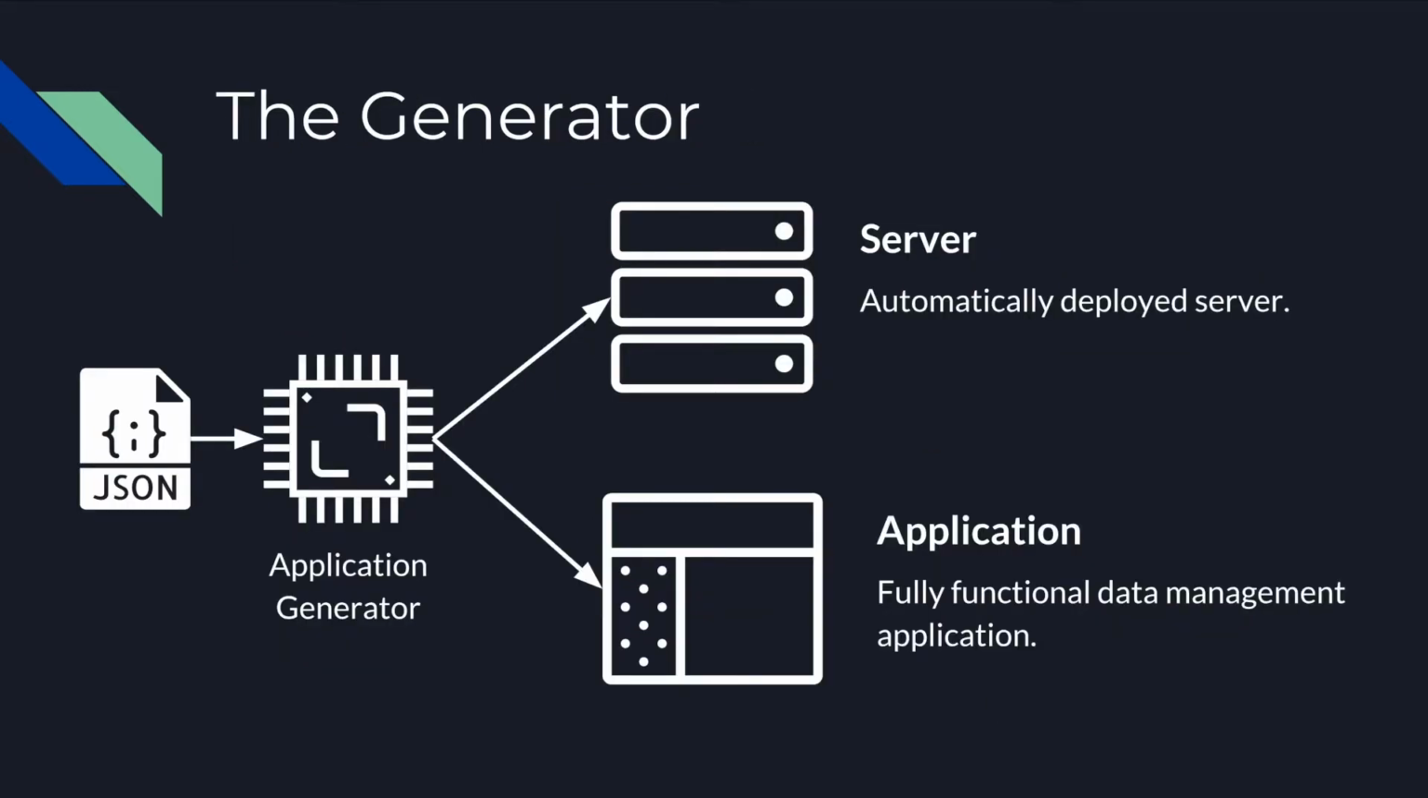Once you have your JSON spec, we feed it into our application generator. The application generator spits out several different components. It automatically deploys a cloud server to host your application. And on that cloud server, it deploys your fully functional data management application. This application is a modern single-page app that allows you to interface with your data with ease. And lastly, it includes Vault.